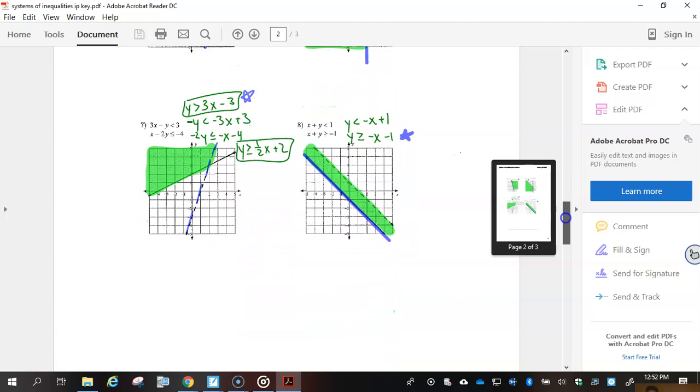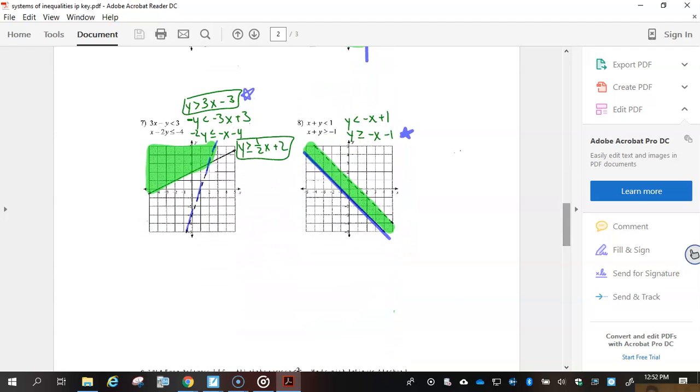For number 7 and 8, you had to solve both of the inequalities. So one of them was y is greater than 3x minus 3. The other is y is greater than or equal to 1/2 x plus 2. One was a dashed line, one was a solid line, and this was your overlap.